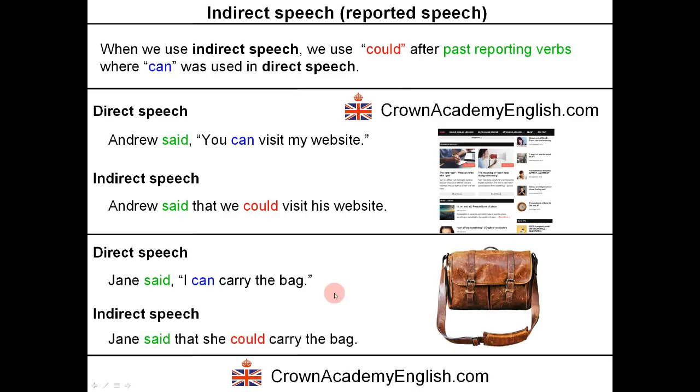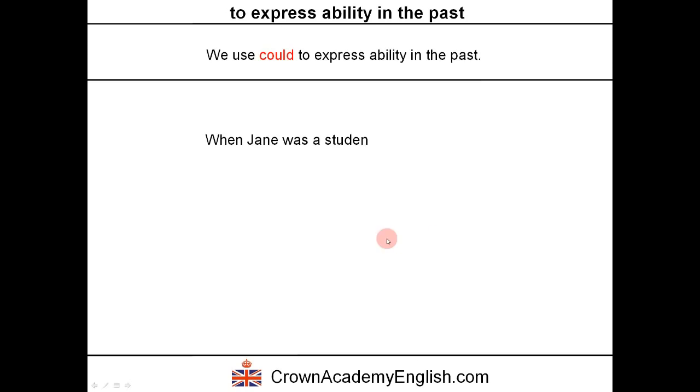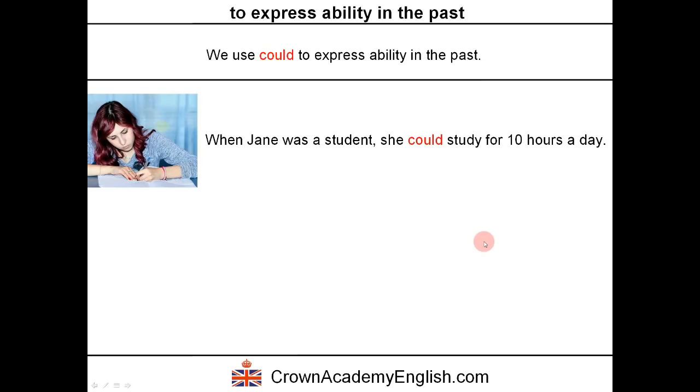Okay? To express ability in the past. Ability. Example. When Jane was a student, she could study for 10 hours a day. So notice that this is ability in the past. So here, could is simply the past form of can. She could study. She was able to study for 10 hours a day.